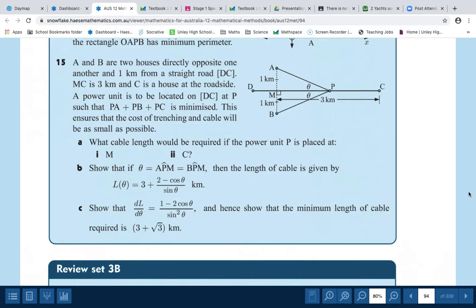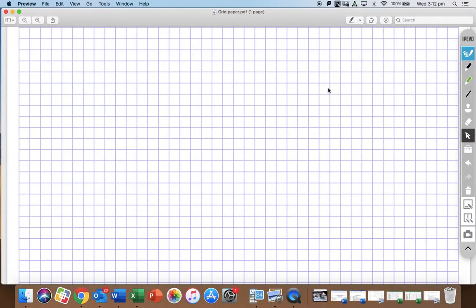Question 15, so you've got two houses, A and B, there and there. You've also got another house at C, and P is actually a power unit. So the question ultimately will be about minimizing the length of that line there, AP, this line, PB, and this line, PC.